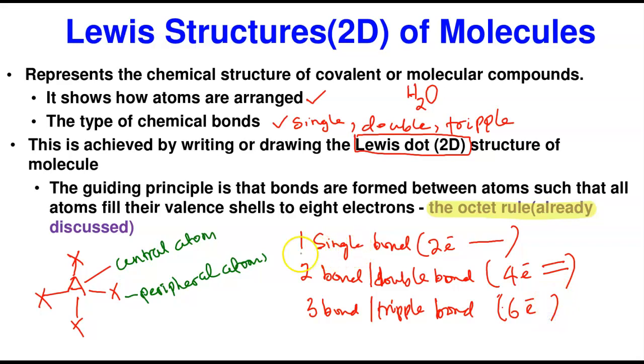So we can say a pair of electrons is a single bond. A double bond simply means two pairs of electrons, which is 4 electrons. And the triple bond simply means 3 pairs of electrons, which is 6 electrons. And of course, each of these represents, again, I'm going to write this.